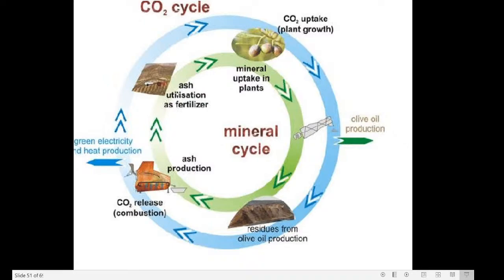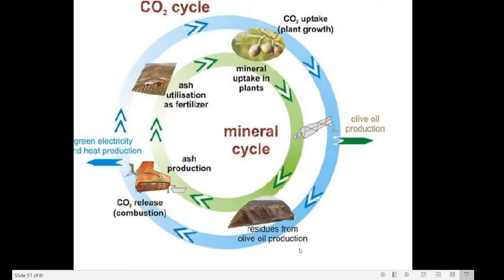And seawater is taken up by the plant, for example the olive plant, and the residues from olive oil production. The olive production is reduced after some period. At that time they release CO2, so the green electric and heat is produced in the green CO2 electrical cycle, the CO2 cycle. This is a cyclic one. At a particular time the production happens, and after that the residues from the olive oil production are collected.